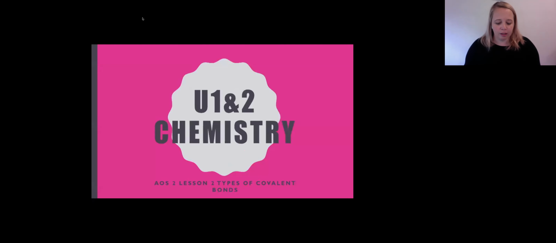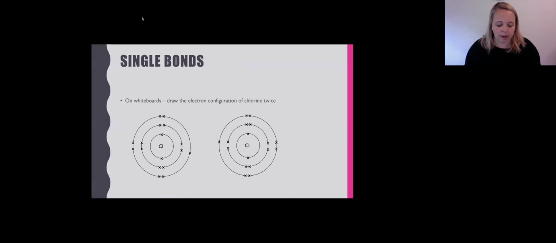Covalent. So let's start talking about single bonds. What I would like you to do is draw out the electron configuration of chlorine twice. So you will need to pause. If you need to pause here, you need to get your workbooks, a mini whiteboard if you've got one at home. I want you to draw out the configuration of chlorine twice. And when you're done, you can come back to the video.